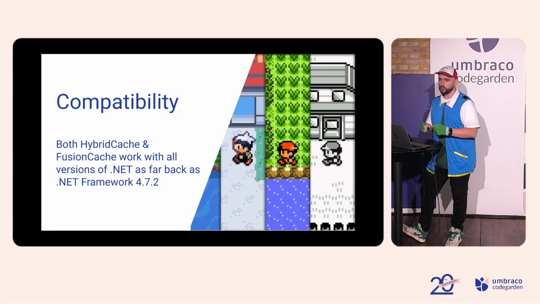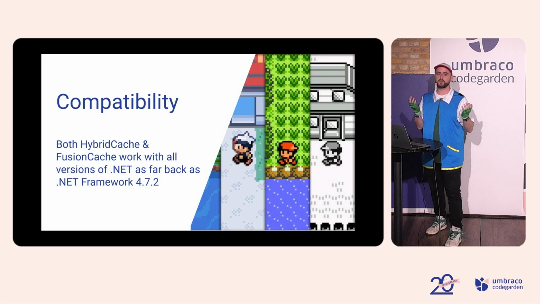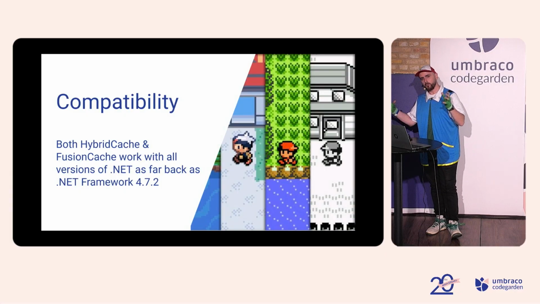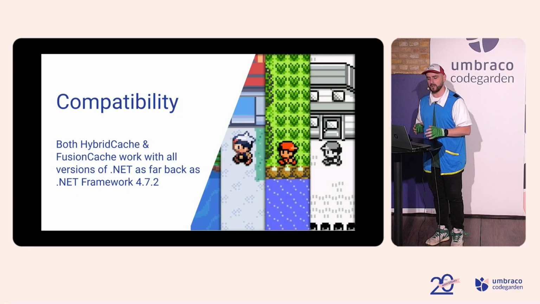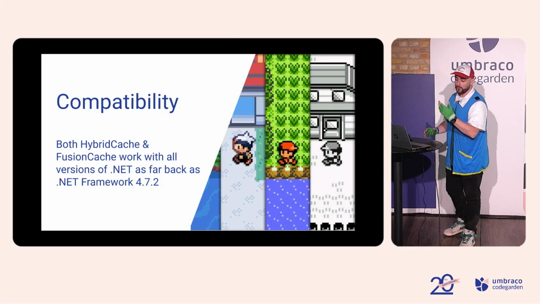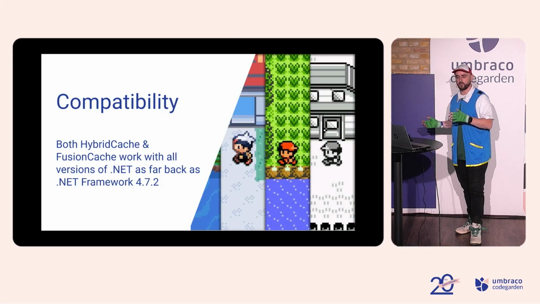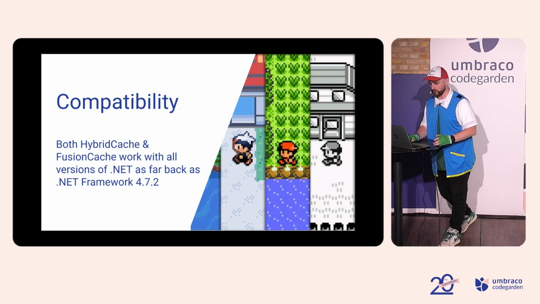So if you're looking for the basics and you want to use something like a hybrid cache, the Microsoft implementation is a good start. If you want more configuration and advanced options, Fusion Cache is excellent, and I really recommend it. And it's easy to start with one and swap it out for the other because you can base off that abstract class. Both HybridCache and Fusion Cache work with versions of .NET all the way back to Framework 4.7.2. And if you're using anything before 4.7.2, then I'm sorry.